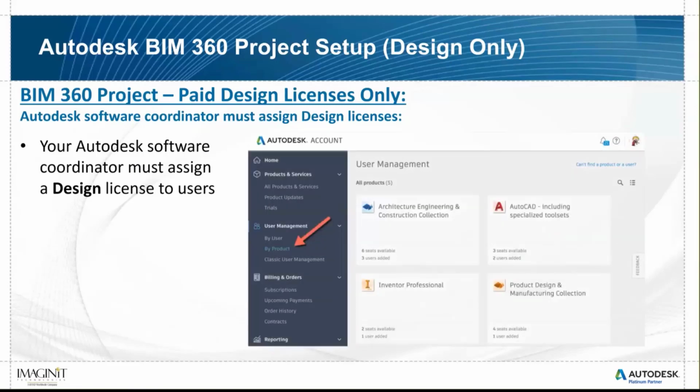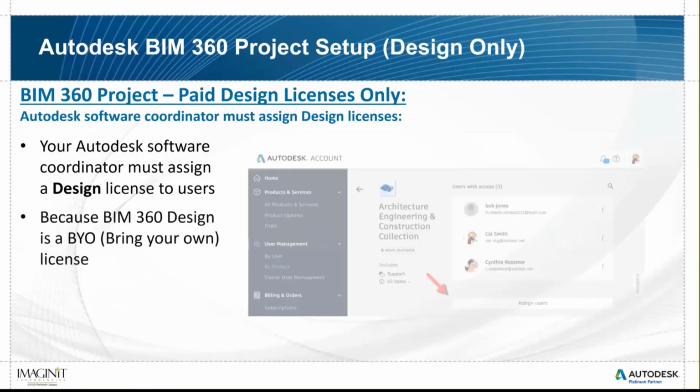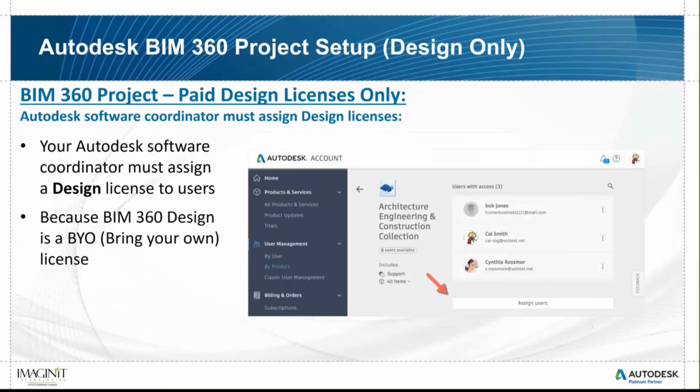So you have to go into your Autodesk account, and if you're the software coordinator, you could do it by product. You would see BIM 360 Design as an available product, and then you would go in there and assign users to the product. Because, again, BIM 360 Design is bring your own license. What that means is that if I have two firms, each firm can buy their own licenses of design and then invite each other into their own hub. So either hub owner can essentially be the manager of the hub or own the project, and you can freely share data between each other using BIM 360 Design.